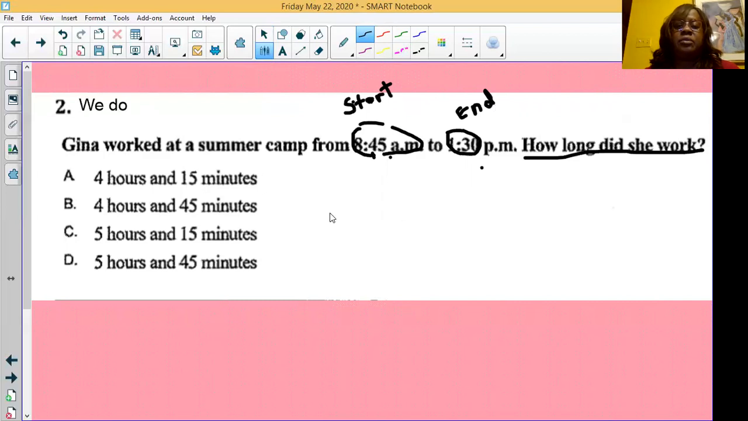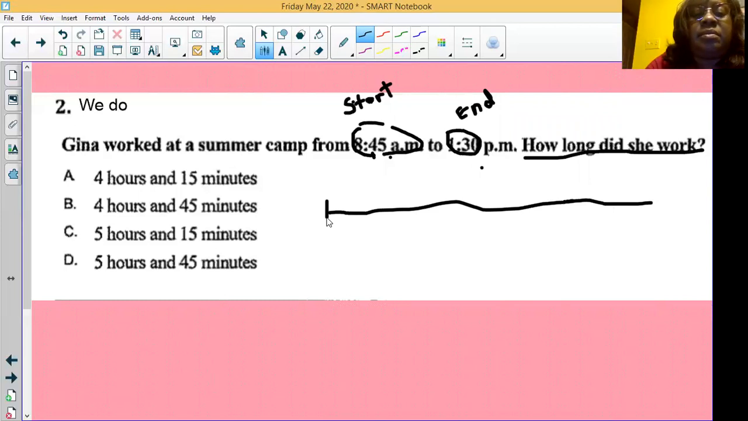Now go ahead and draw your number line. So we have a start and the end time. Then our job is to find the elapsed time. So what was it that got us from the start time to the end time? So from 8:45 to 1:30. So go ahead and label your timeline. And at the beginning, you put your start time, which is 8:45. And then your end time, please write 1:30.